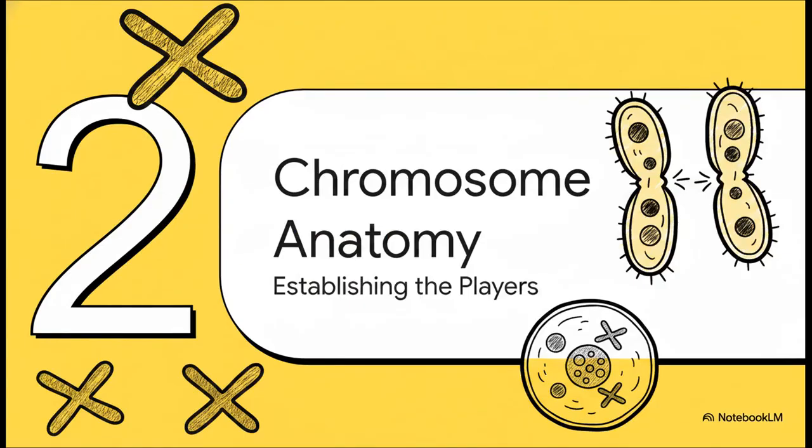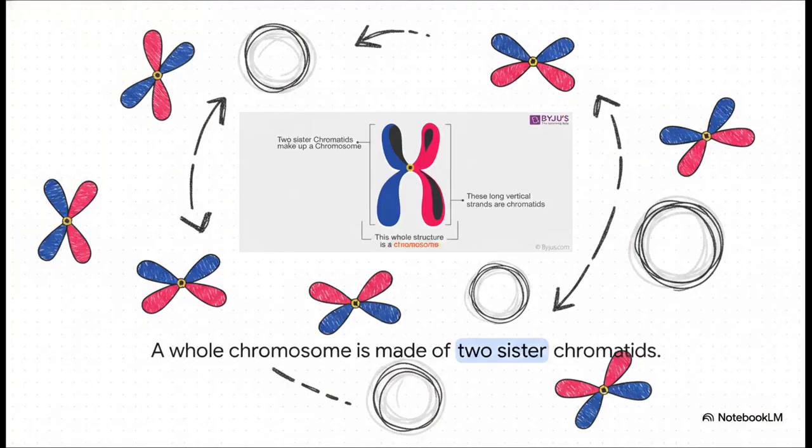Moving on to part 2, anatomy of a chromosome. Let's establish our main players. Okay, to understand replication, we really need to look at the structure of our genetic material. Check out this crisp 3D render against that dark slate gray background. This whole structure is what we call a chromosome. See those long vertical strands in blue and pink? Those are the sister chromatids. It takes two of these sister chromatids, one inherited from each parent, to make up this classic single chromosome shape.